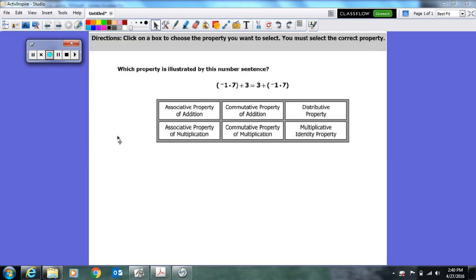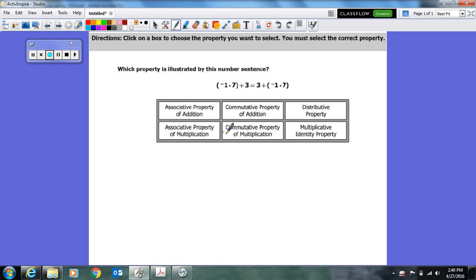All right, everybody, we have another question from the 2014 Grade 7 Math SOL test. This has directions at the top, which we always begin with. Click on a box to choose the property you want to select. You must select the correct property. So in this example, by this gray piece of directions up here, it's leading me to believe that there's just going to be one property we're looking for here.